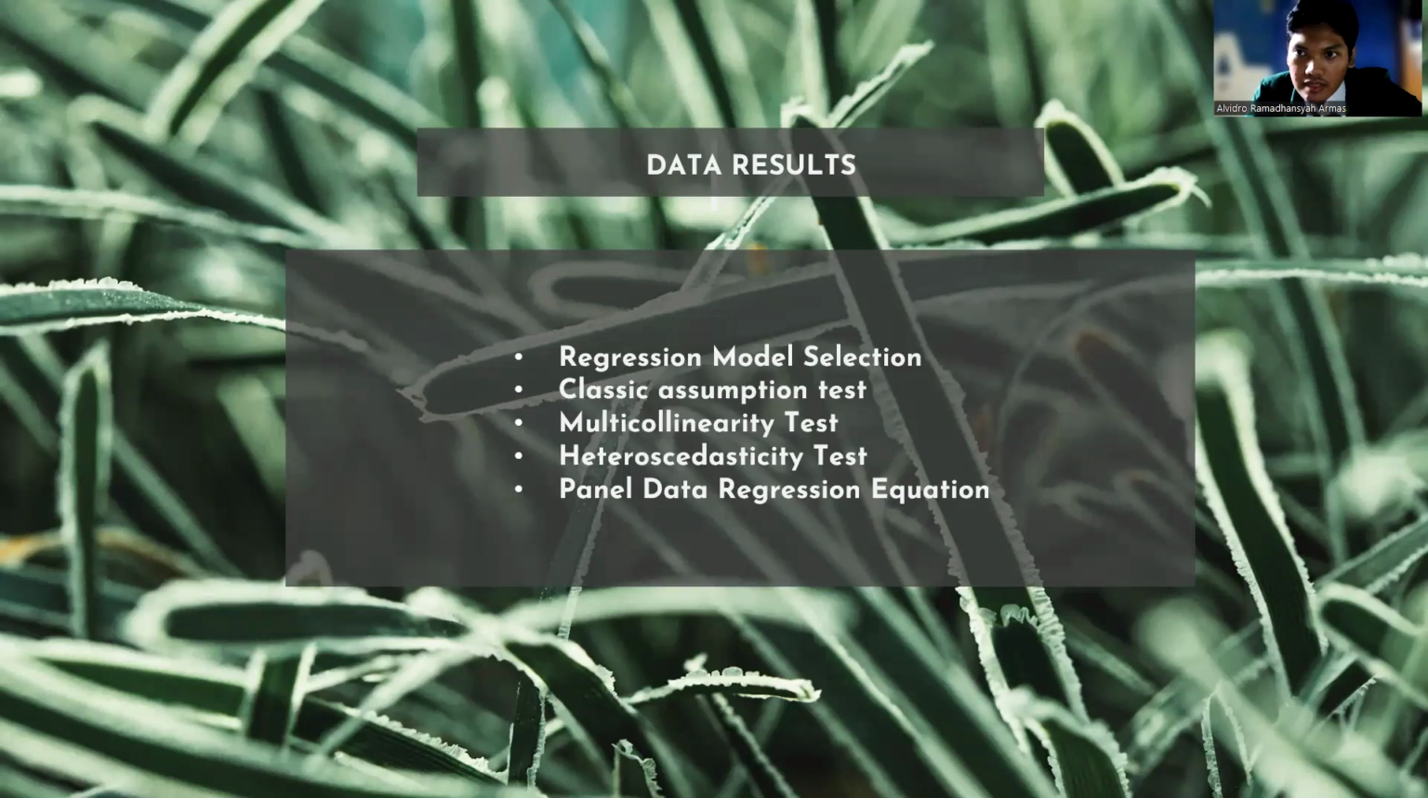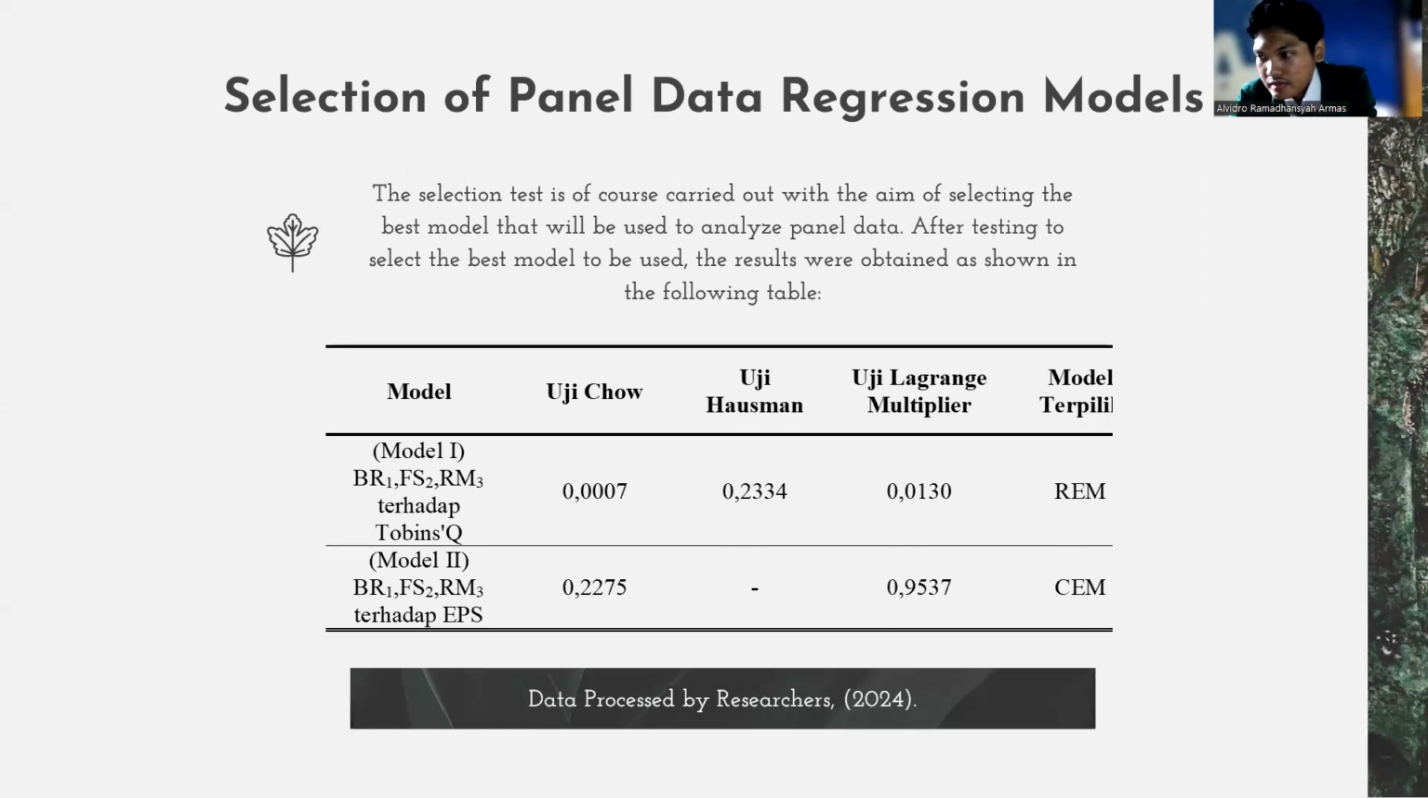So the next one is the data results that include the regression model selection, classic assumption tests, multicollinearity test, heteroscedasticity test, and panel data regression. For the selection of panel data regression models, the selection test is of course carried out with the aim of selecting the best model that will be used to analyze panel data. After testing to select the best model, the results were obtained as shown in the following table.